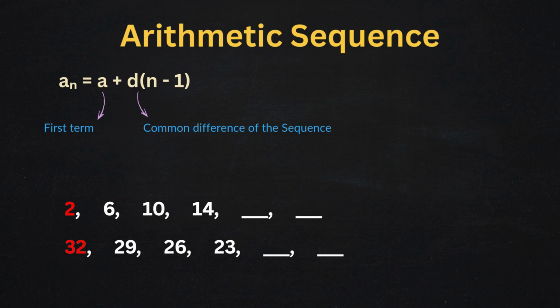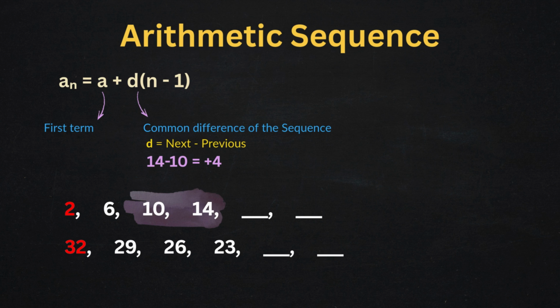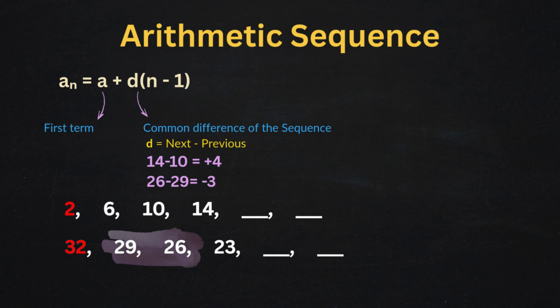But how do we find the common difference? Pick any two neighboring terms and subtract the previous term from the next one. For example, in the first sequence, taking any two neighboring terms like 14 and 10, so 14 minus 10 equals plus 4. Similarly, let's find the common difference in the second sequence. We pick two neighboring terms, 29 and 26. And 26 minus 29 equals minus 3. That's the common difference.